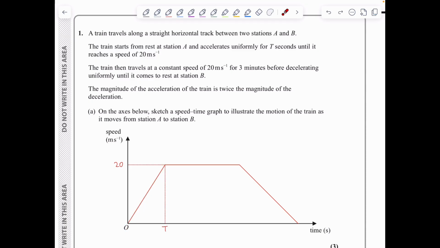We maintained this speed for 3 minutes, so 3 minutes is 180 seconds. So the time here is capital T plus 180. And we've been told that the magnitude of the acceleration is twice the magnitude of the deceleration. So if we've been accelerating for capital T seconds, it means that we've been decelerating for double this time, so 2 capital T, which means that the time at the very end is 3 capital T plus 180.